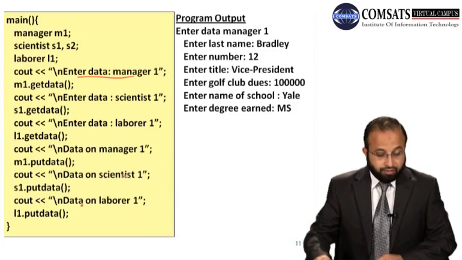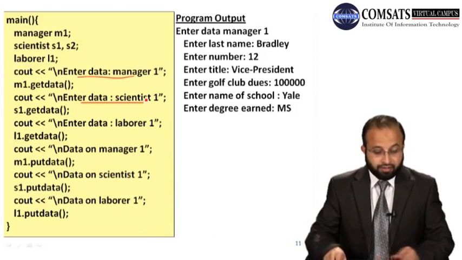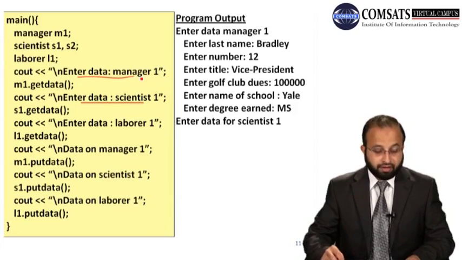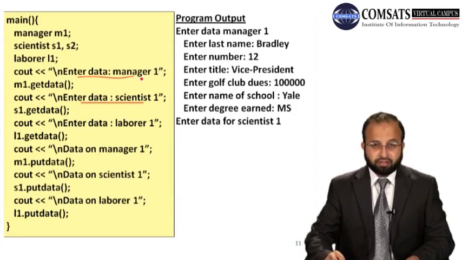Then we input the data for scientist, we display the message enter data for scientist, and then s1 dot get data. So s1 क्या किस क्लास का ऑब्जेक्ट है? साइंटिस्ट क्लास का ऑब्जेक्ट है. साइंटिस्ट क्लास का गेट डाटा ये एग्जीक्यूट करेगा, और वहाँ पर सबसे पहले काम क्या था? You are calling the get data function of employee. So that function will be executed.